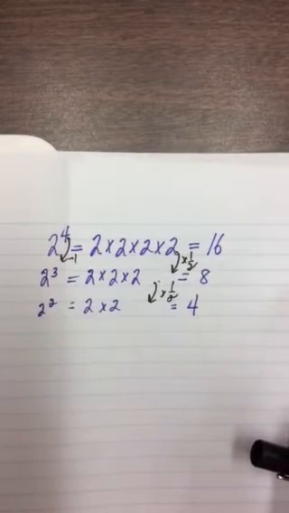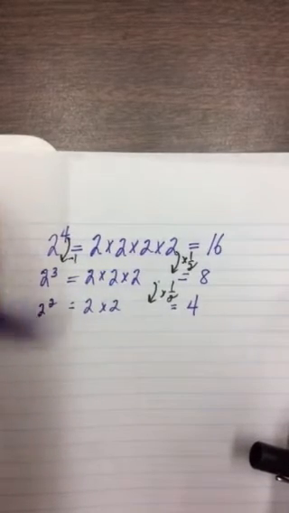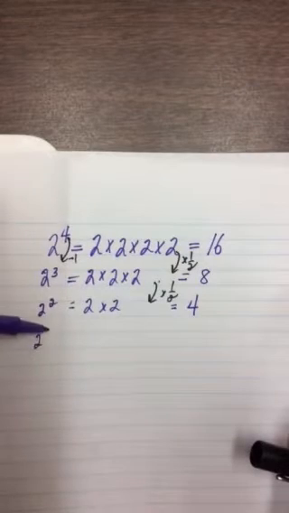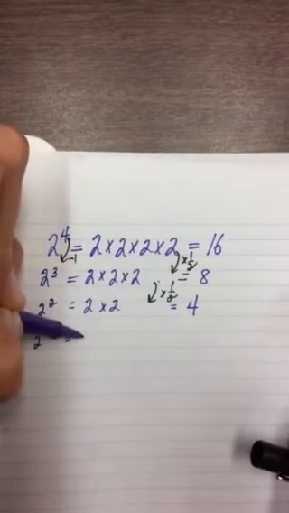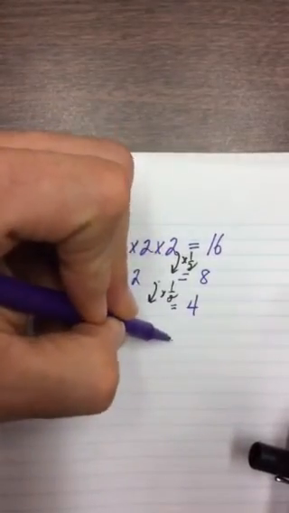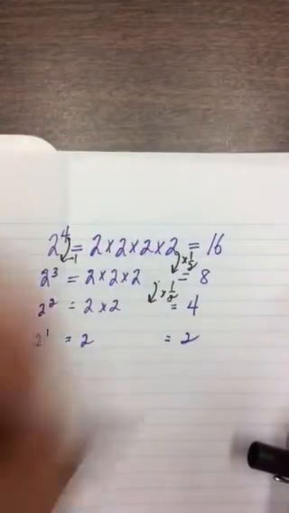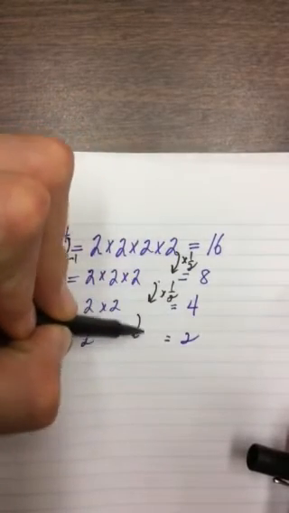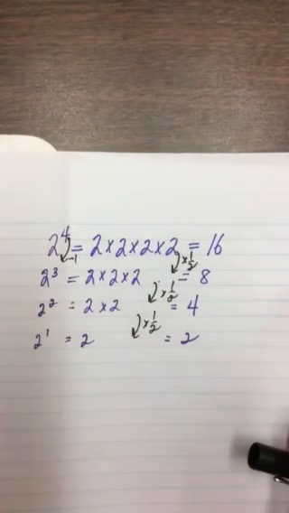Don't make fun of my 2. Now, I'm going to continue with that pattern. So I'm going to get to 2 to the first power, which, as you know, just gives me a 2. And again, same pattern happening. I'm just multiplying by 1/2.